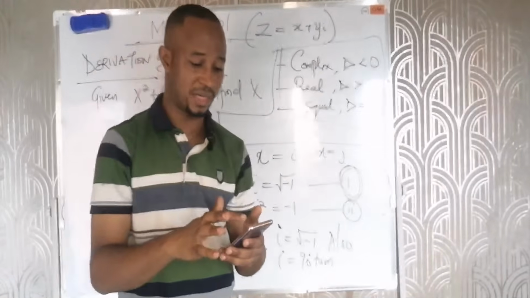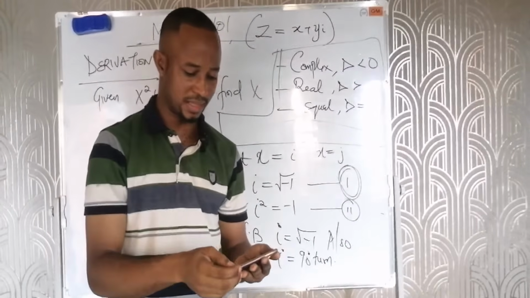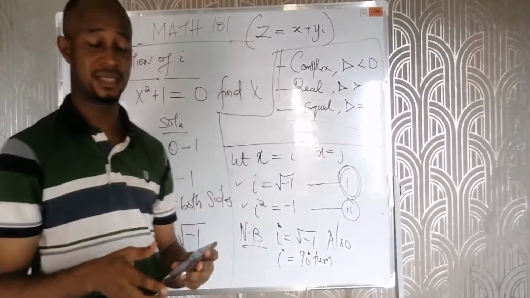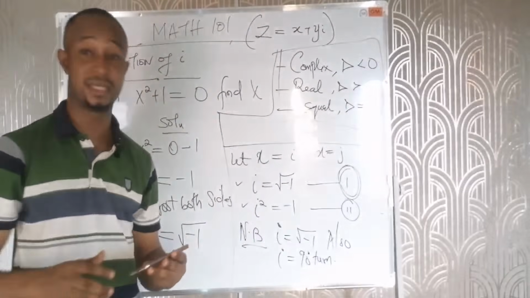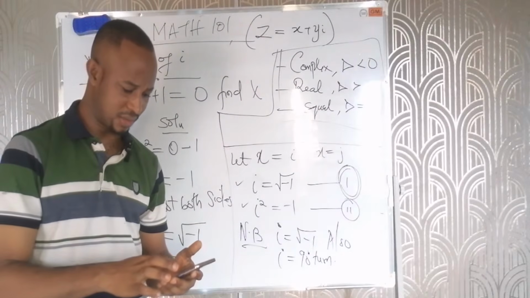Please, if the board is not clear, try and zoom it. You can zoom it and use landscape. I'm not using my Samsung phone. In the next class, I will make sure that I work on the camera.